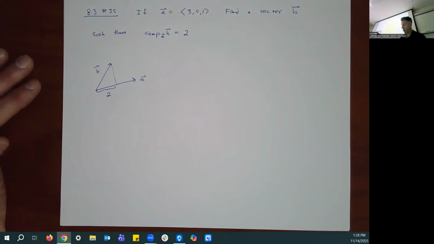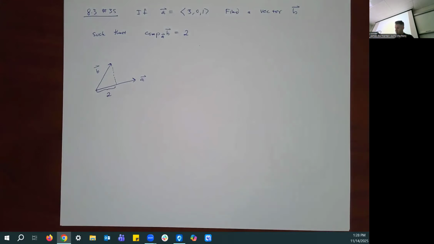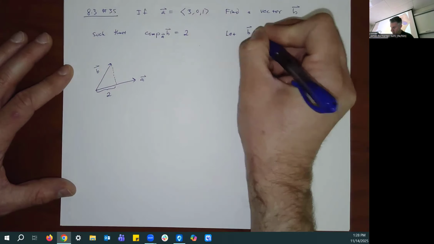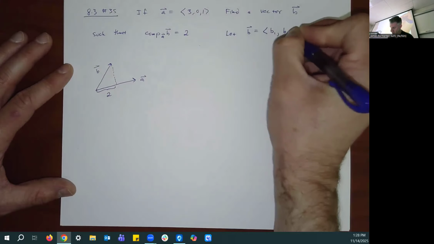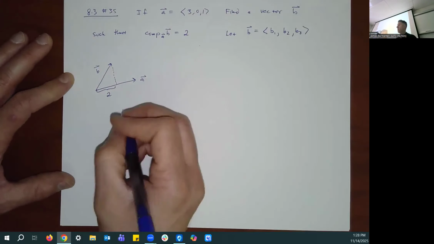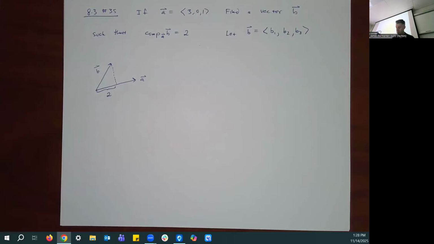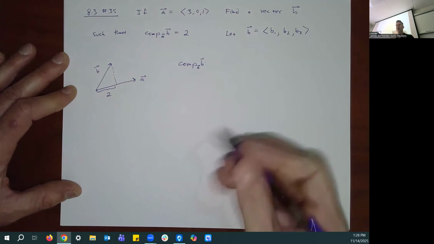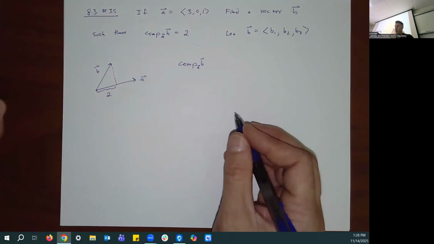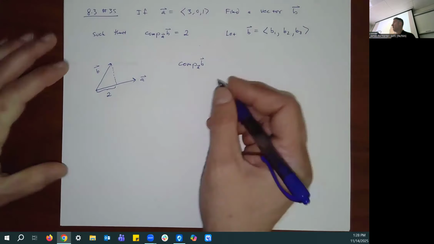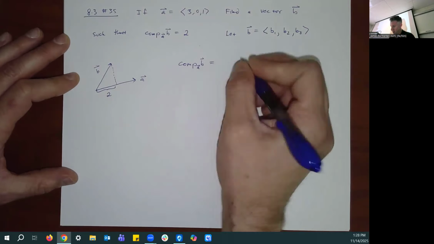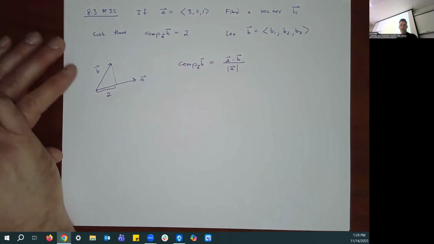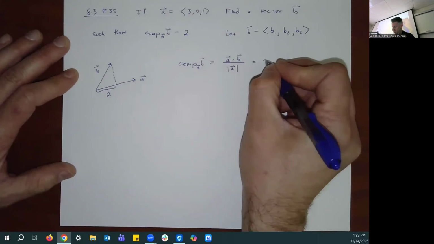Okay, so I know how to calculate these things, but first of all, since we don't know what B is, let's just say that B is the vector with components B1, B2, and B3. And we know how to calculate the component of B onto A. I'll remind you, this might be the first time ever I've actually been able to remember this formula. Usually I just don't know it. Why would you memorize this formula? I wouldn't personally, but if you do it enough, you end up memorizing it. So the component of B onto A is A dotted with B divided by the magnitude of A. Okay, and we want that to equal 2.